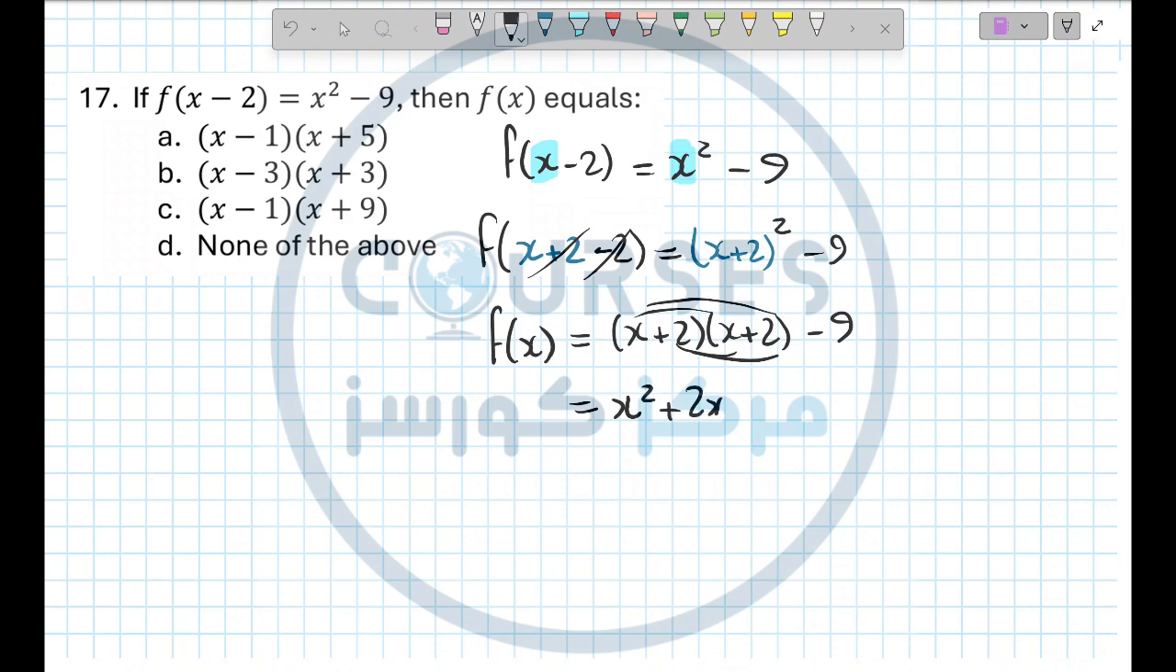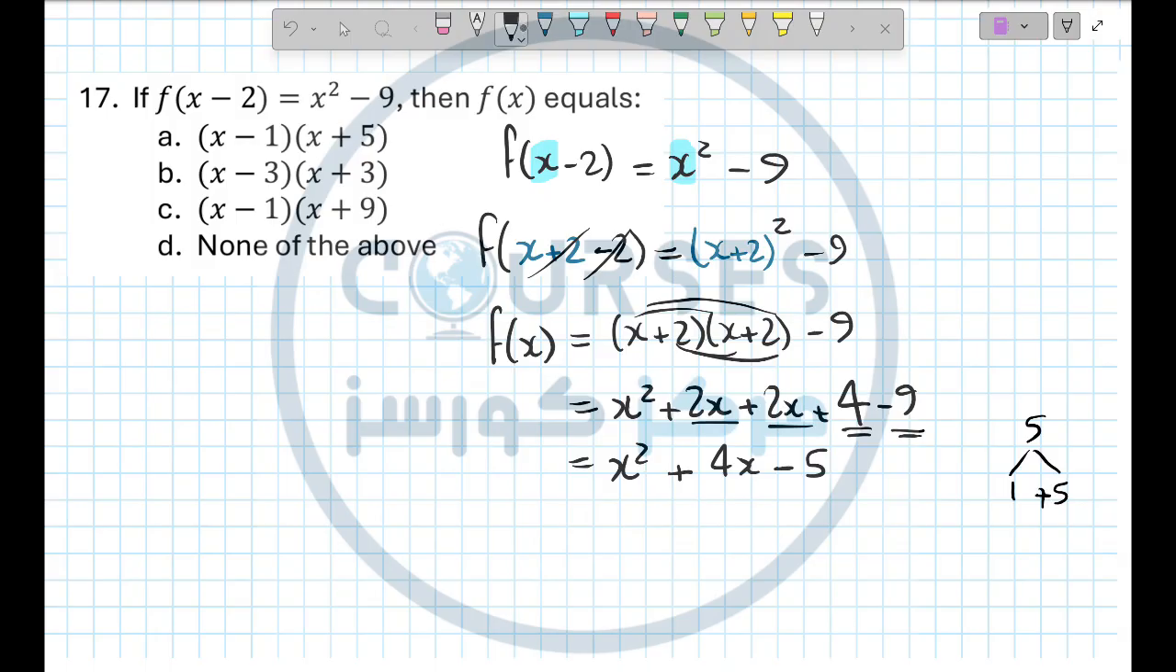So x squared plus 2x plus 2x plus 4 minus 9. Join like terms: x squared, 2x plus 2x is 4x, 4 minus 9 is negative 5. We need to factor the 5. 5 is just 1 times 5. The bigger number is positive, because the first sign is positive, and the smaller number will be the opposite because the second sign is negative. That's equal to 4, and yes, it is correct. So this is actually x minus 1 times x plus 5, which is A.